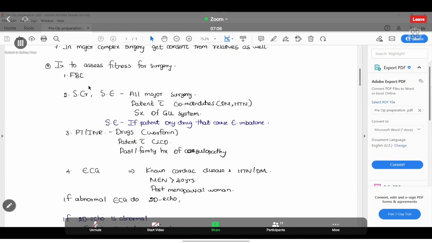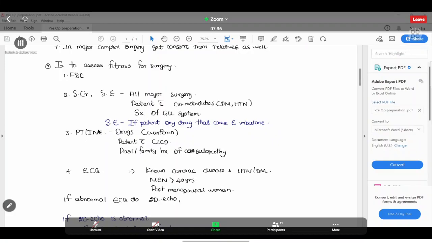The other one is serum creatinine level and the serum electrolytes. For patients undergoing general anesthesia, we have to do both of these investigations for every patient. No need of selection. For every patient undergoing major surgery under general anesthesia, we have to do them. Usually, we will be questioned on a general patient undergoing general anesthesia.